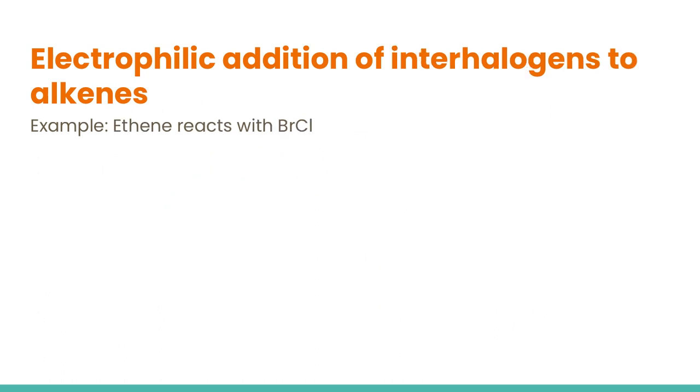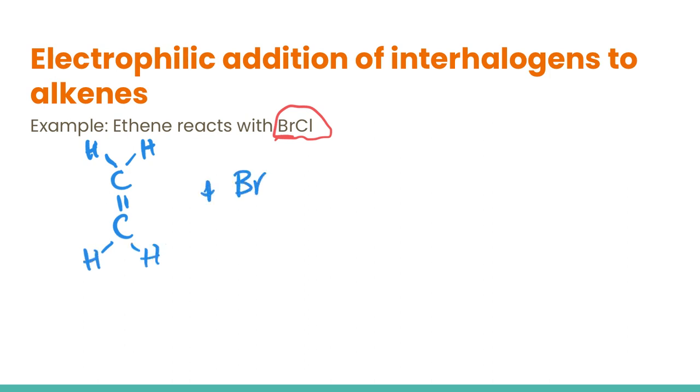Finally, our last one, you can have interhalogens. So these are a little bit weird, but you can have things like bromine and chlorine bonded together. And so the mechanism works the same way. You just have to look at which halogen is more electronegative than the other one. So if we've got ethene and then we've got bromine chloride, chlorine's more electronegative, so that's going to take the negative charge and the bromine will be positive. So we get attack here.